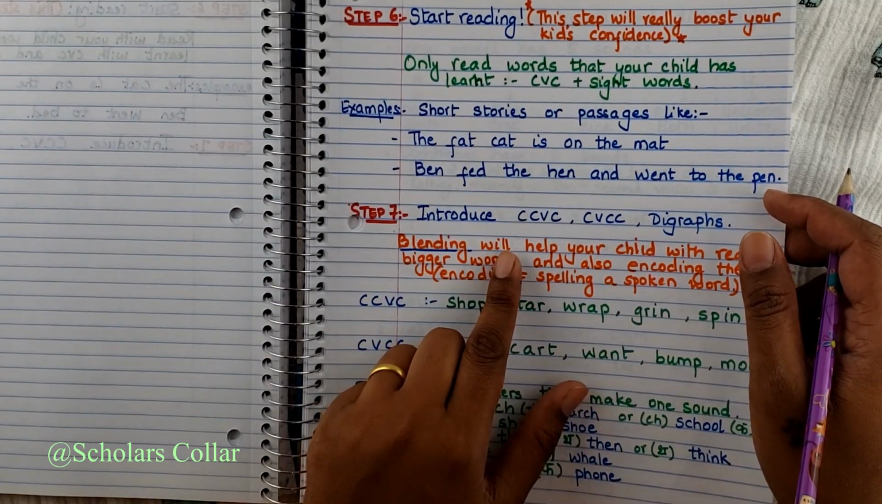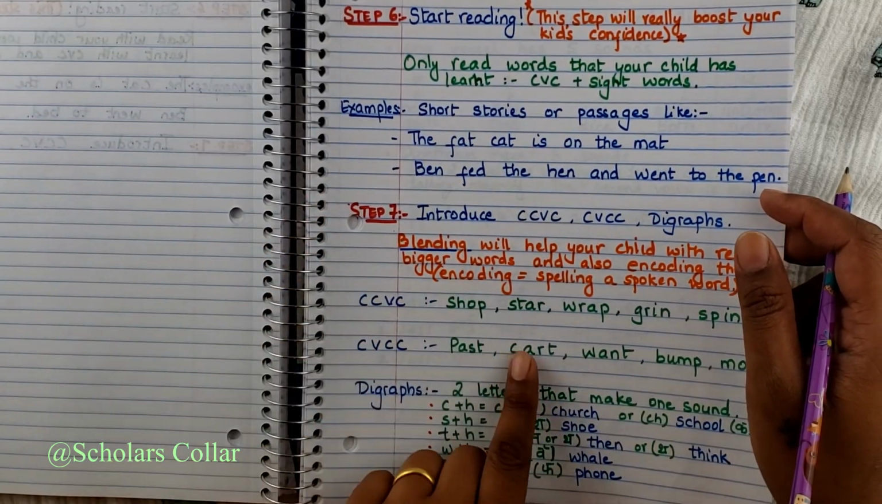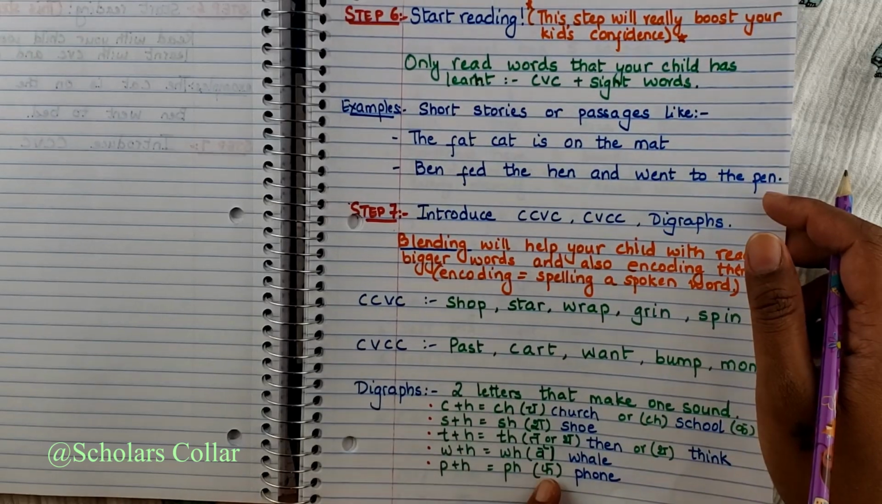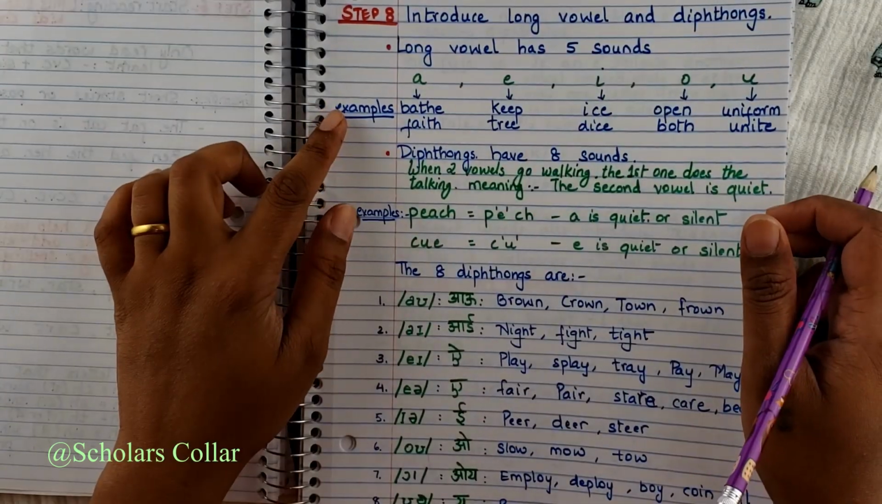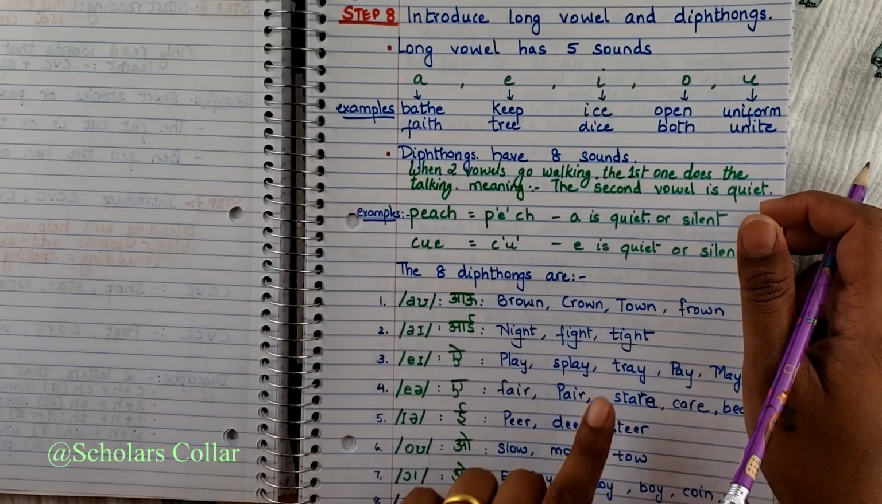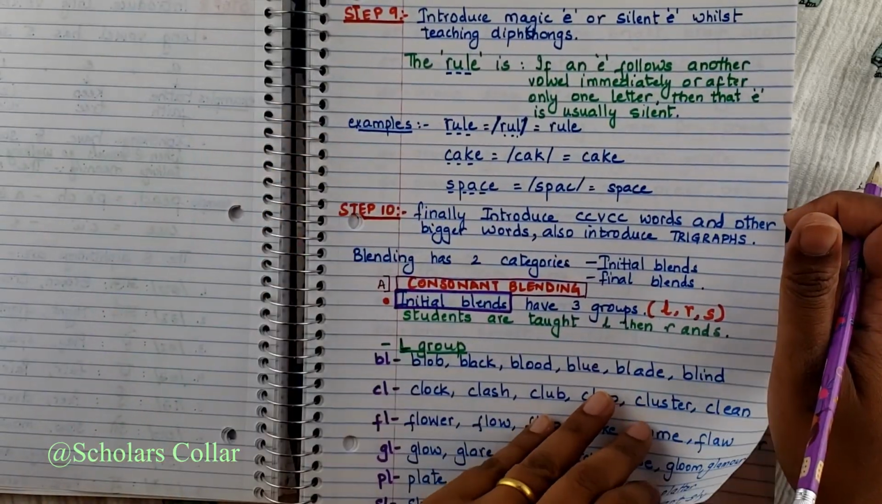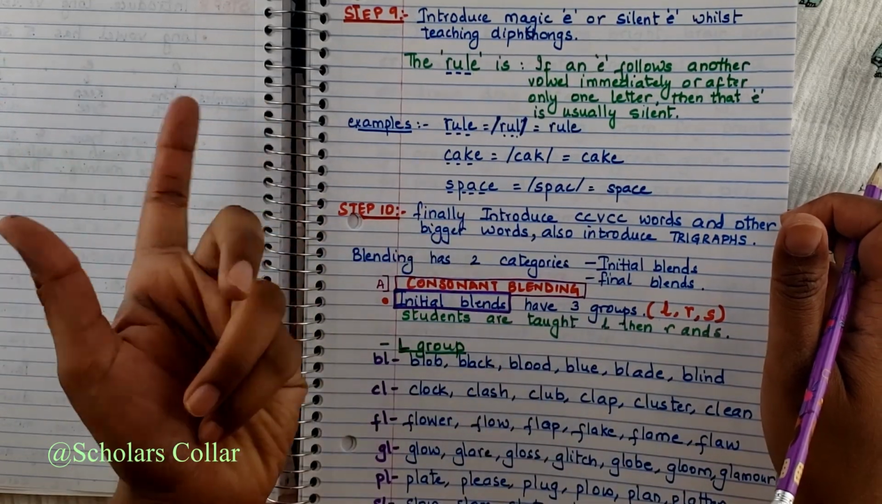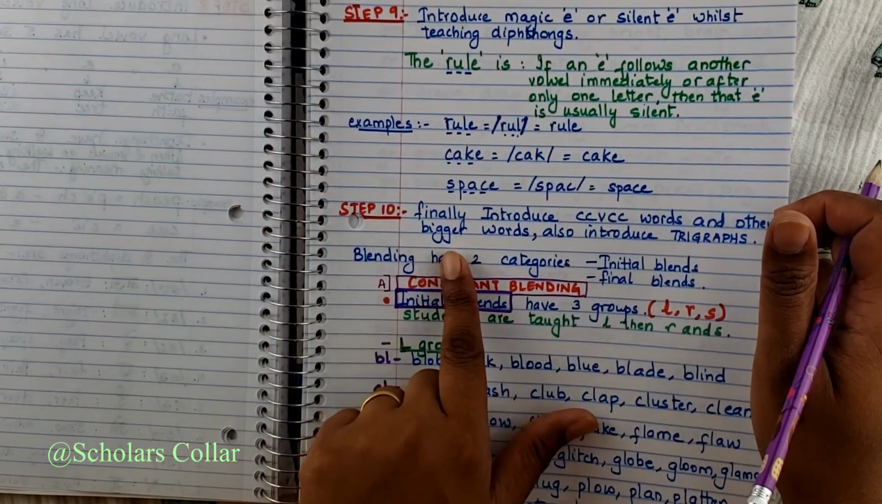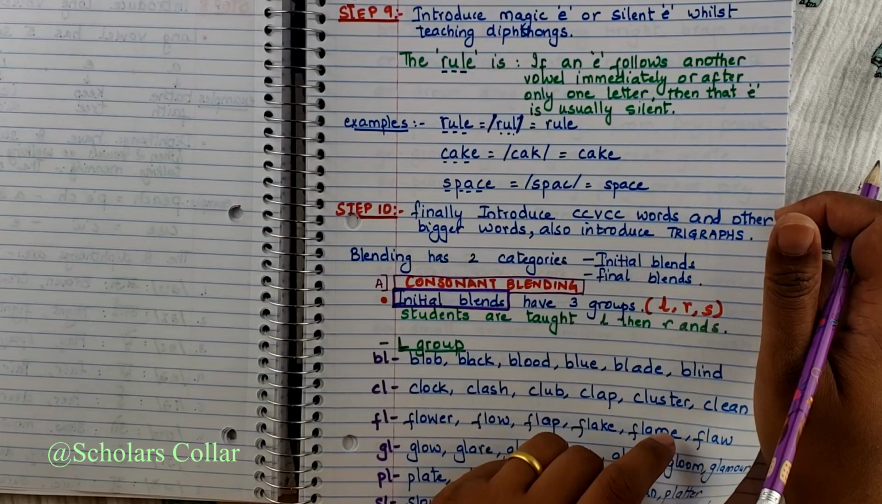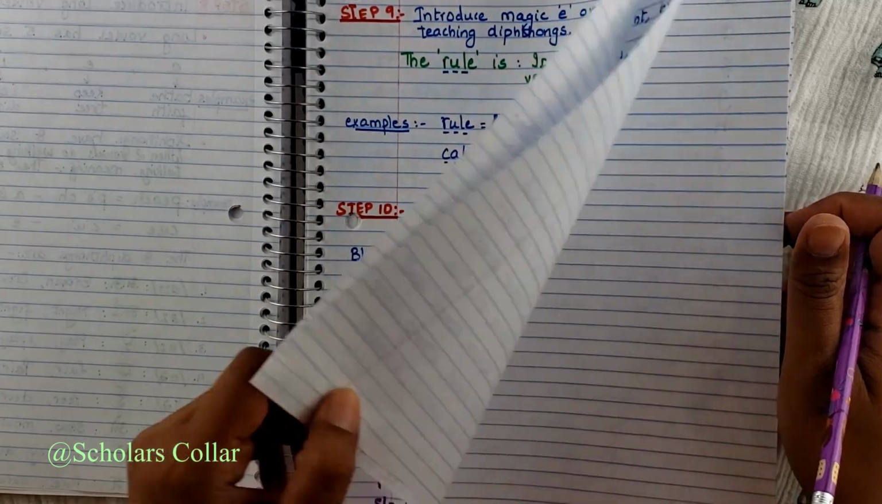Introduce CCVC words and digraphs. Again, this is blending, this is digraphs, all here. Introduce long vowel sounds, 5 sounds, diphthongs. Step 9 is to introduce the magic E sign, because it's kind of a little confusing for kids. And then step 10 finally is to introduce digraphs, trigraphs, and quadrigraphs if possible.